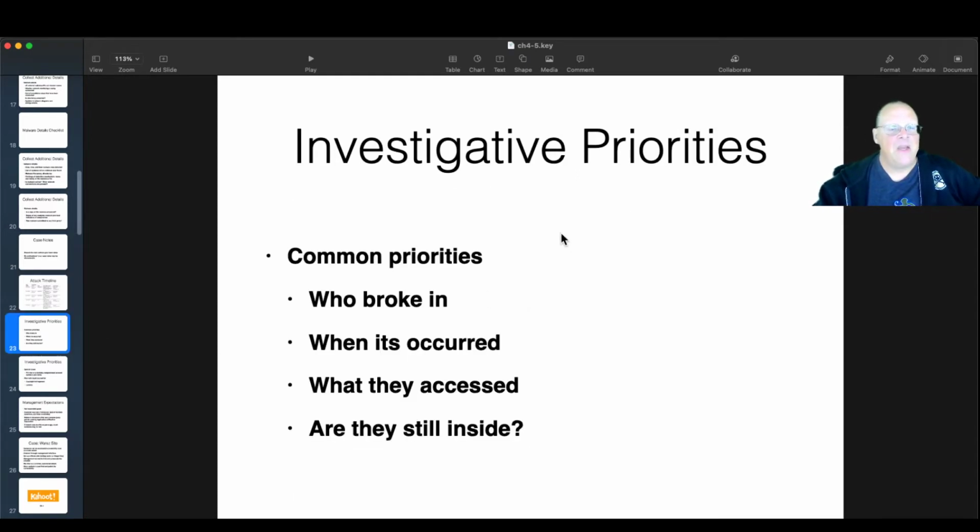All right. So when you're investigating, you have common priorities. Sometimes people want to know who broke in, although I would generally argue against that. You definitely need to know when it occurred and what they did, what systems they accessed, so you know what might have been stolen, and where to look for more evidence and more clues. And of course you want to know, are they still in the system, still doing more harm, still stealing more stuff? And they might very well be.